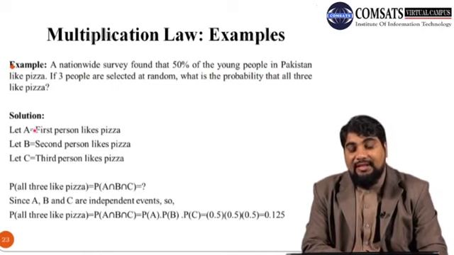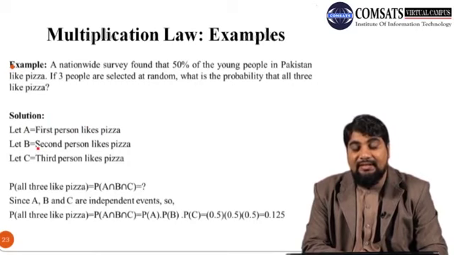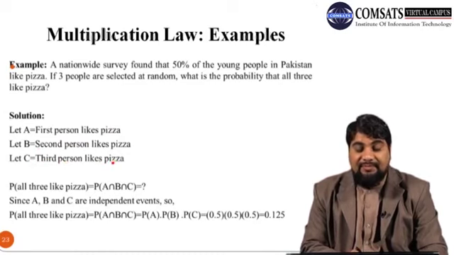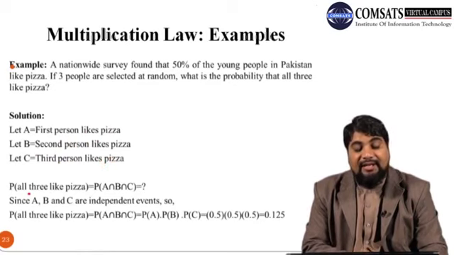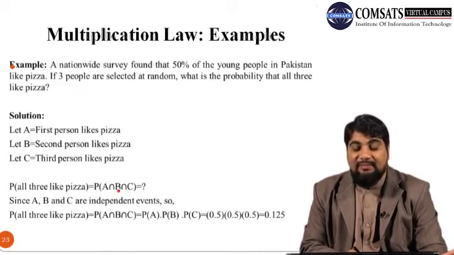So let us define the 3 events. Let A be the event that the first person likes pizza. Let B be the event that the second person likes pizza. Let C be the third event that the third person likes pizza. The question is, find the probability that all 3 like pizza. So it means A likes pizza and B likes pizza and C likes pizza, so we want to find the probability of A intersection B intersection C.